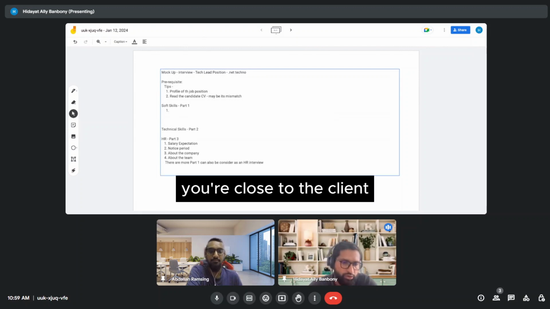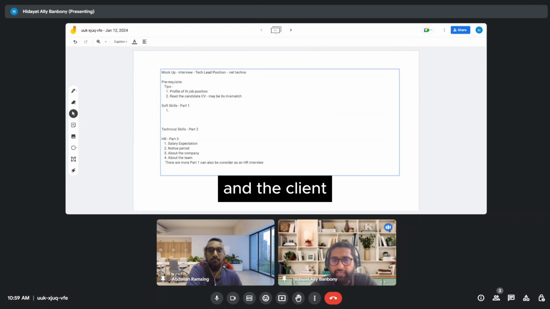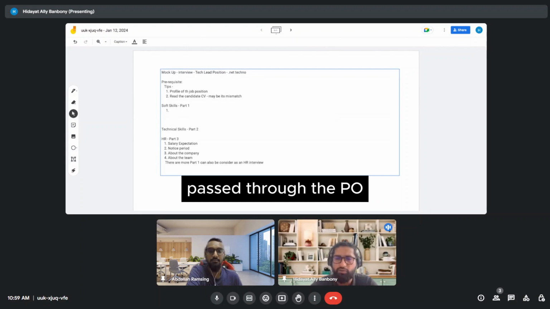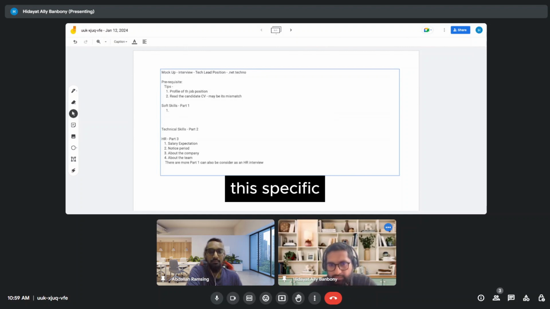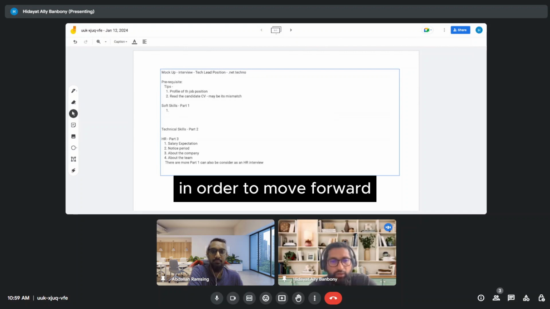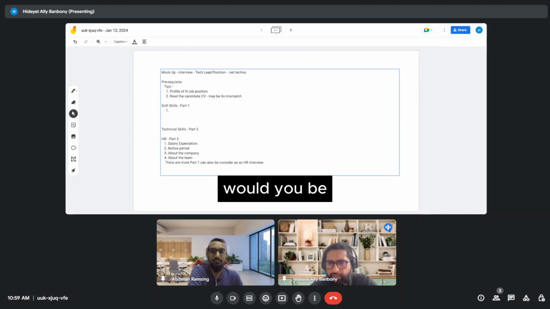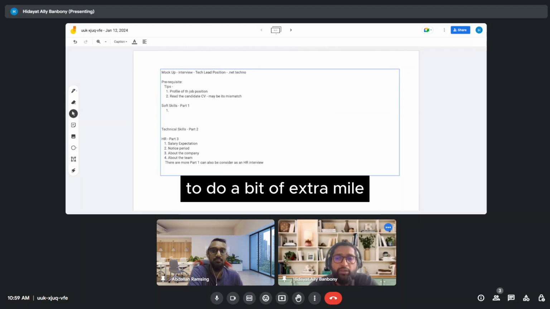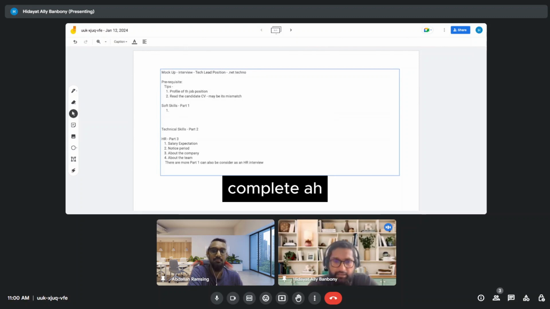But let's say you're close to the client and the client has definitely passed through the PO, goes to the business analyst. It's in the backlog and everything. But you notice, okay, this specific requirement needs to happen. This is a key one for the client, and the client needs that in order to move forward. Would you be ready to go the extra mile to complete this particular, let's say, user story at a particular point?